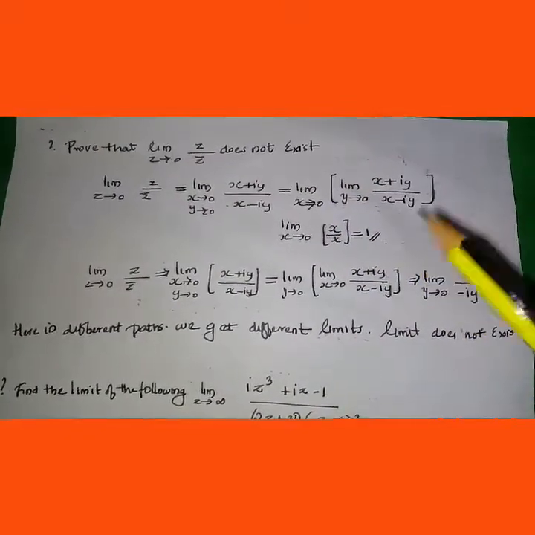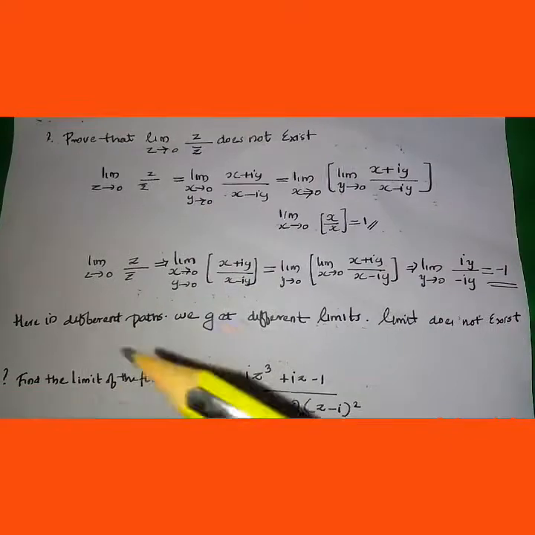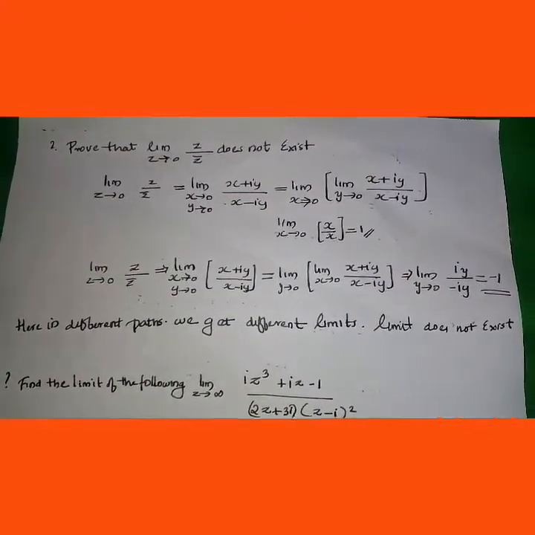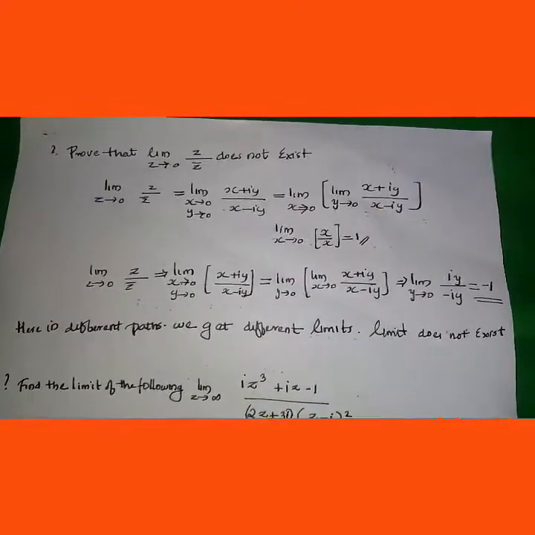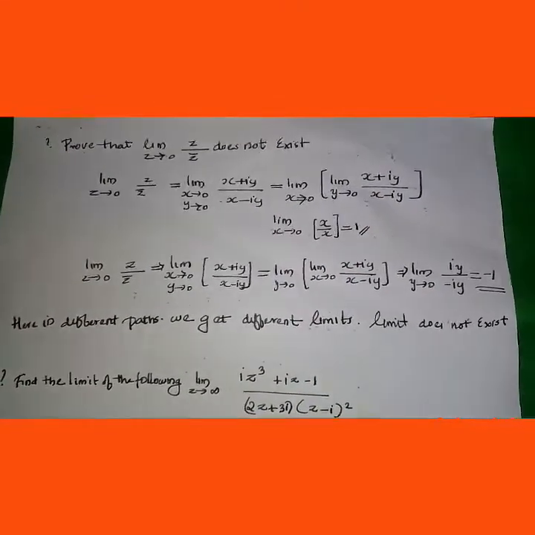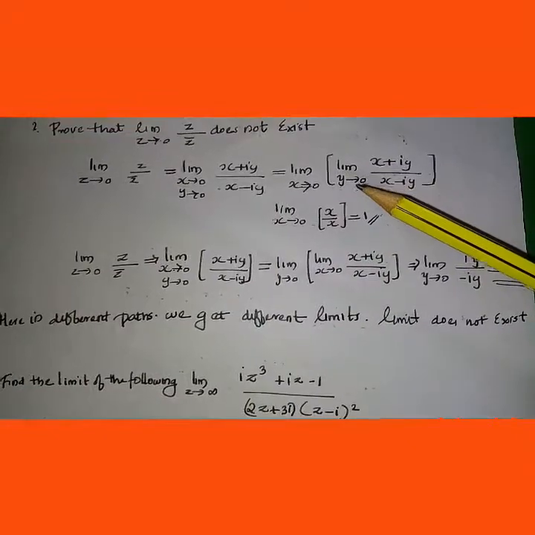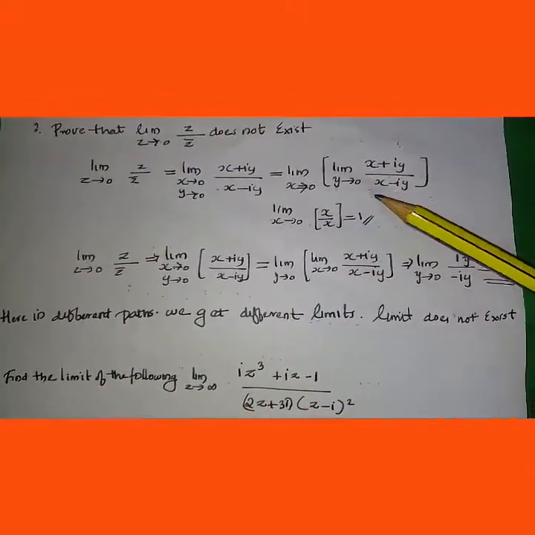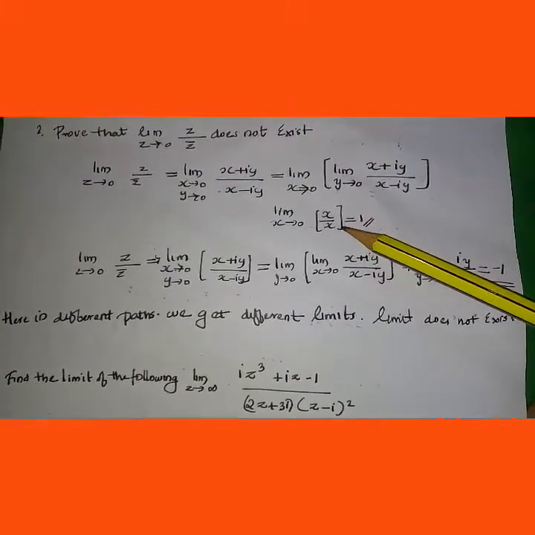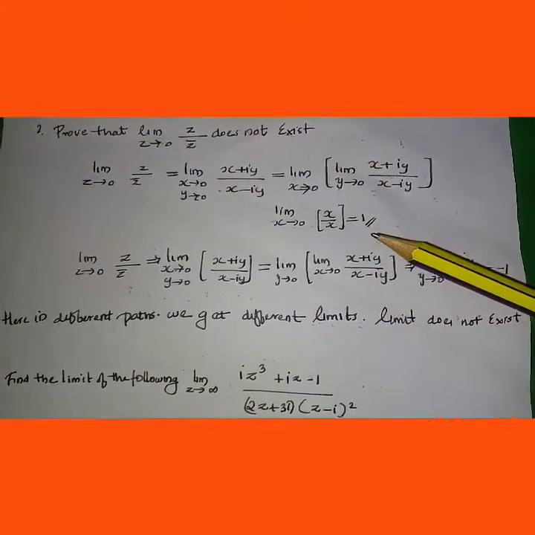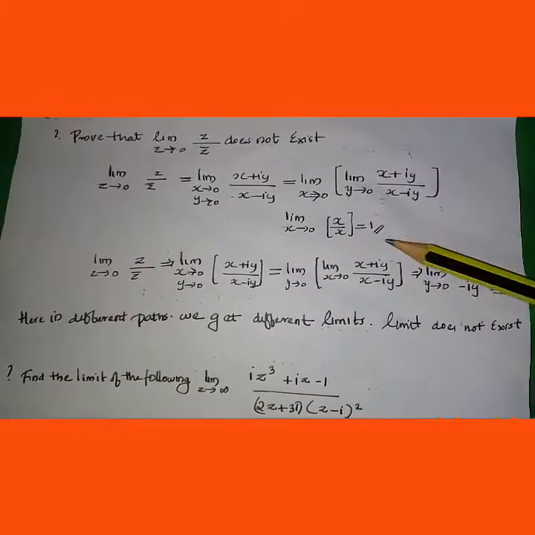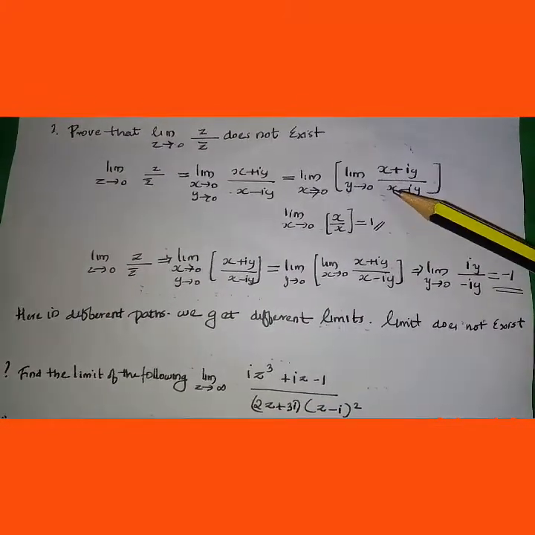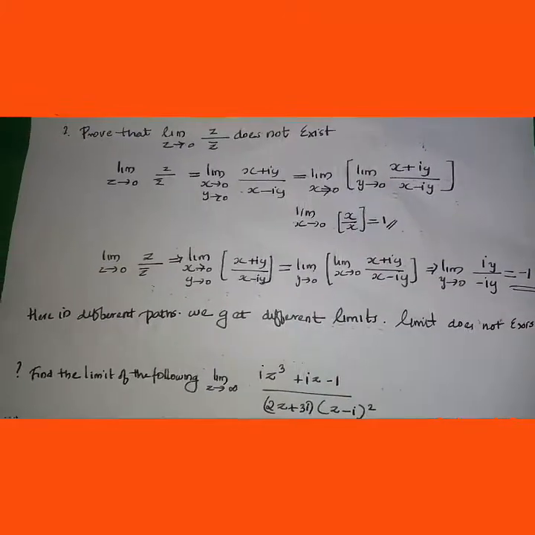We can use the method: first y tends to 0 and then x tends to 0, or first x tends to 0 and then y tends to 0. So we can get two paths for this problem. Using the first path, y tends to 0, we get the function x by x, and limit x tends to 0 of x by x is 1, because we can use L'Hopital's rule: we take the derivative of numerator and denominator, and we get the answer as 1.